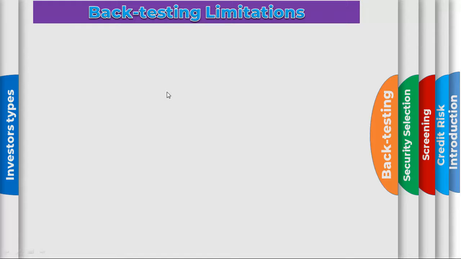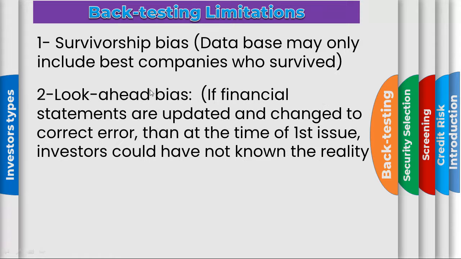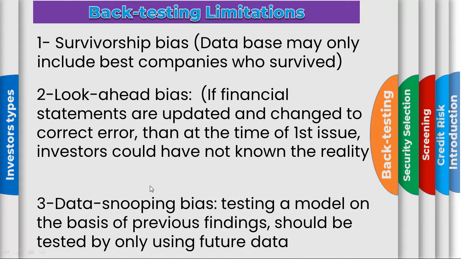Backtesting has three main limitations. Survivorship bias: the database may only include the best companies who have survived. Look-ahead bias: if financial statements are updated and changed to correct an error, then at the time of first issue, we do not know the real error. Data snooping bias: testing a model on the basis of previous findings should be tested by only using future data.